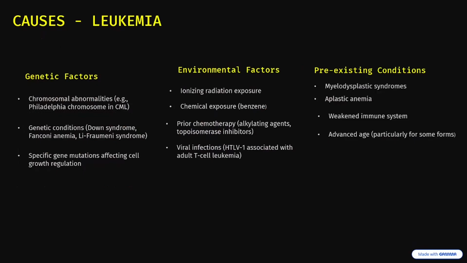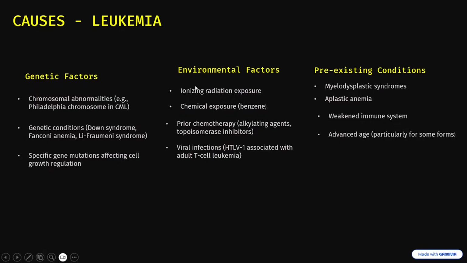Then let us go to leukemia causes. There are lots of reasons. There are genetic factors, environmental factors, and some pre-existing conditions. Genetic factors: chromosomal abnormalities like the Philadelphia chromosome in CML, chronic myeloid leukemia. Then genetic conditions, Down syndrome patients, Fanconi's anemia, Li-Fraumeni syndrome, and specific gene mutations affecting cell growth and regulation.